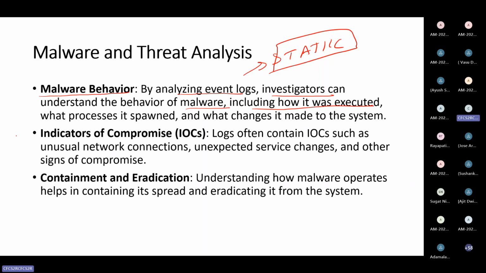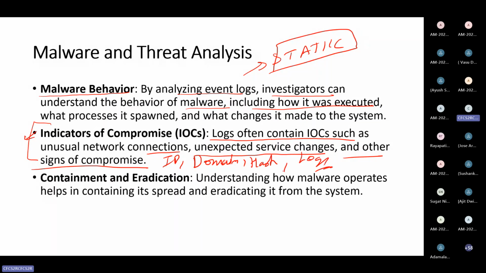Then we have indicator of compromise. So what is an IOC? Logs often contain IOCs such as unusual network connections, unexpected service changes, and other signs of compromise. I think we have already discussed the IOCs. IOCs can be your IP, your domain, some file hash or some log. Each is part of the IOCs, and this can help very much.